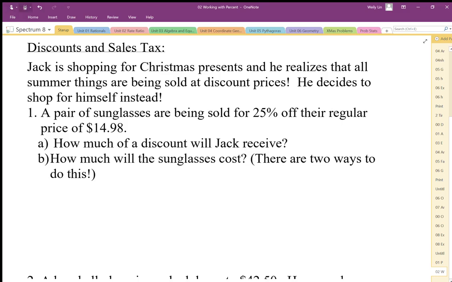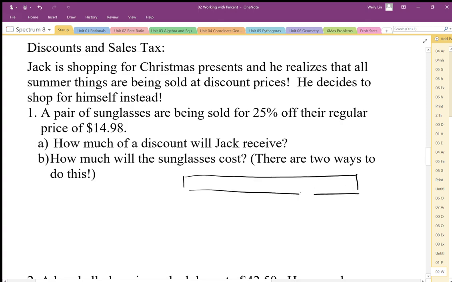Okay, so make sure first of all that you have a sense of how we can draw this out. I'm just going to draw the $14.98 in a fraction bar here. Okay, and this represents 0%. This represents 100%. So this fraction bar comparison is actually also called a double number line comparison. It's proportional to each other.